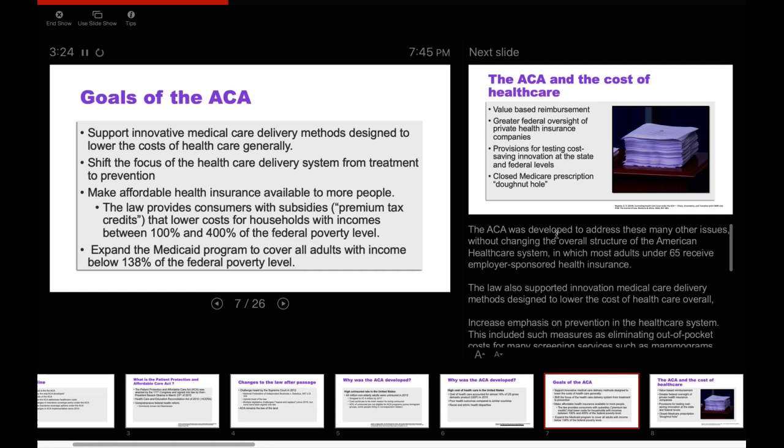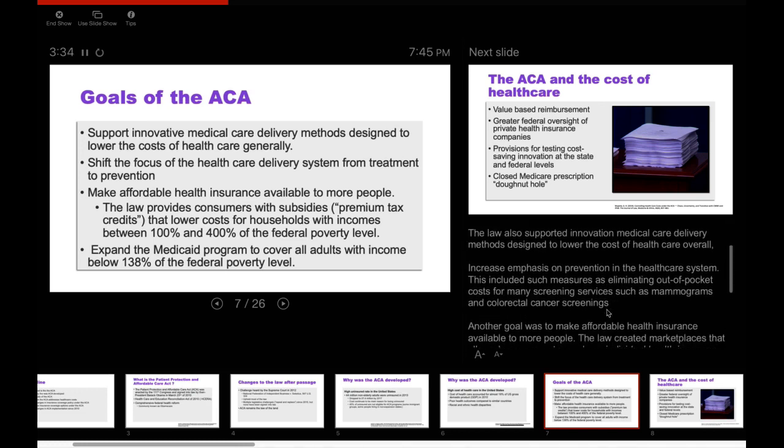The ACA was developed to address these and many other issues, without changing the overall structure of the American healthcare system, in which most adults under 65 receive employer-sponsored health insurance. The law also supported innovative medical care delivery methods designed to lower costs of healthcare overall. It increased emphasis on prevention in the healthcare system, such as measures as eliminating out-of-pocket costs for many screening services like mammograms and colorectal cancer screenings.